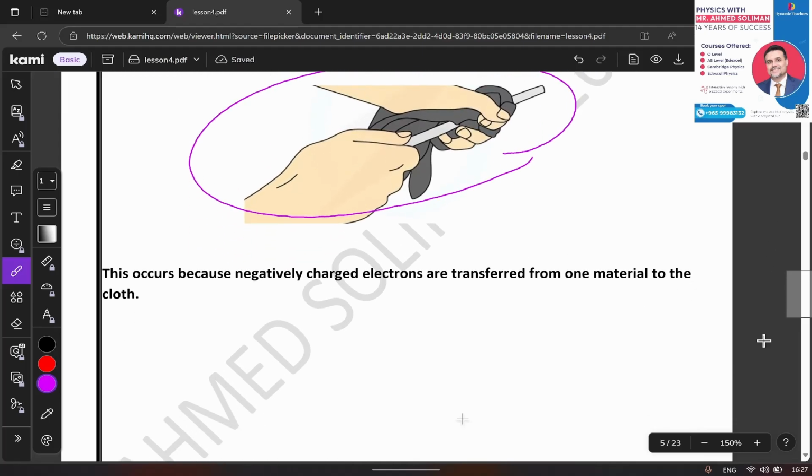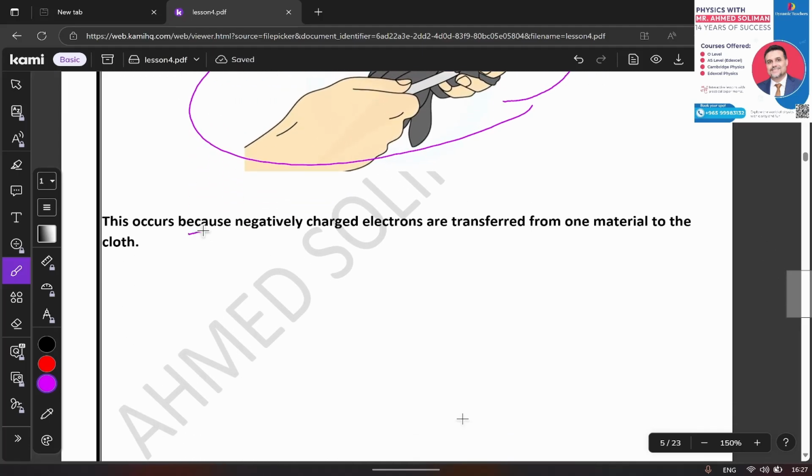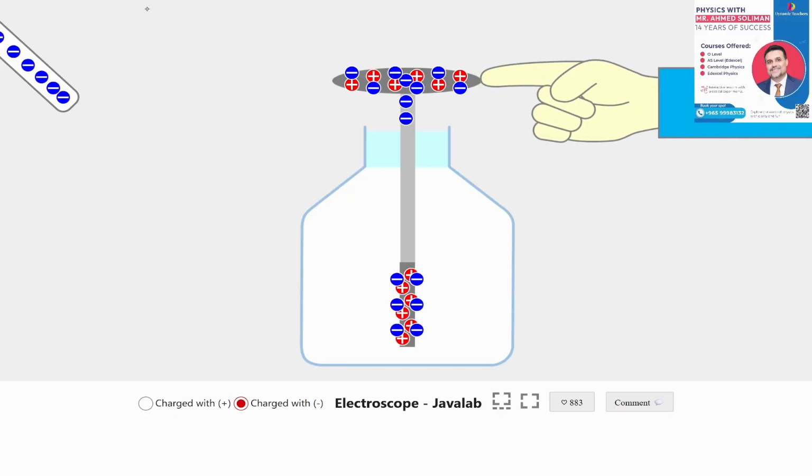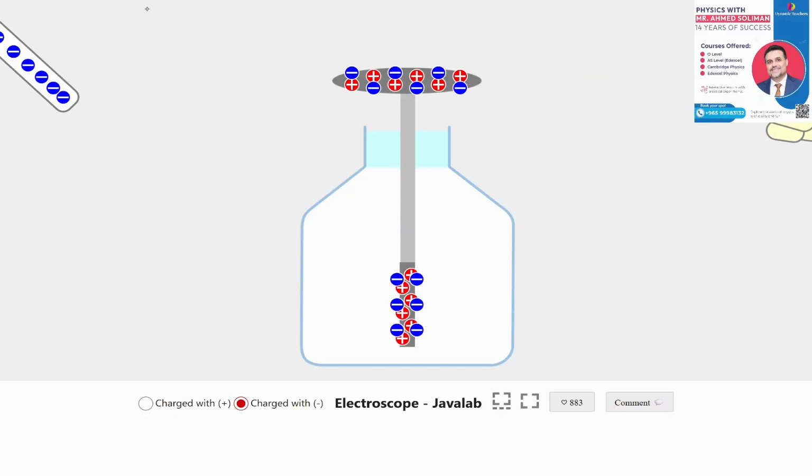Okay, this occurs because of the electroscope. This device is called an electroscope. Okay. So now this is the electroscope. We call it a gold leaf electroscope. Gold leaf electroscope. Okay. So now we have a negative rod.